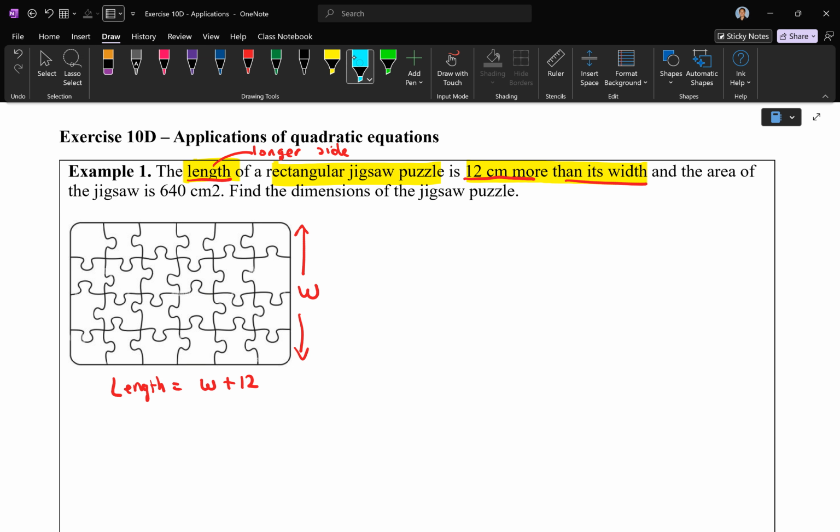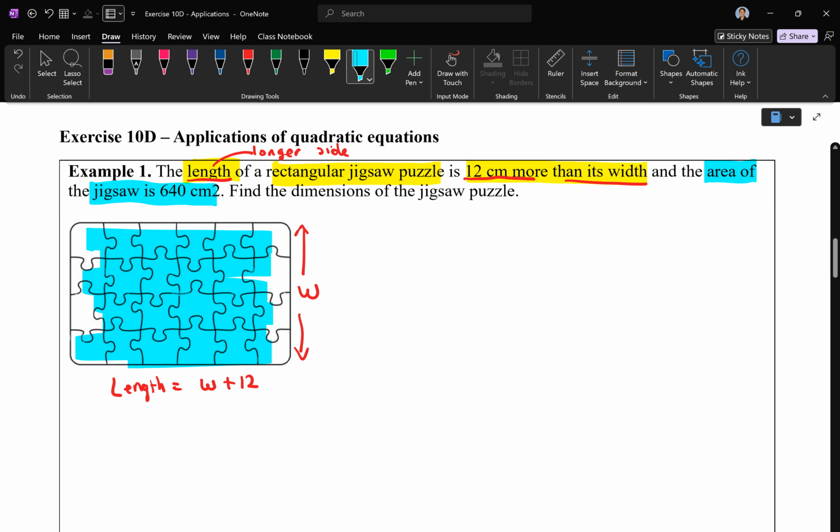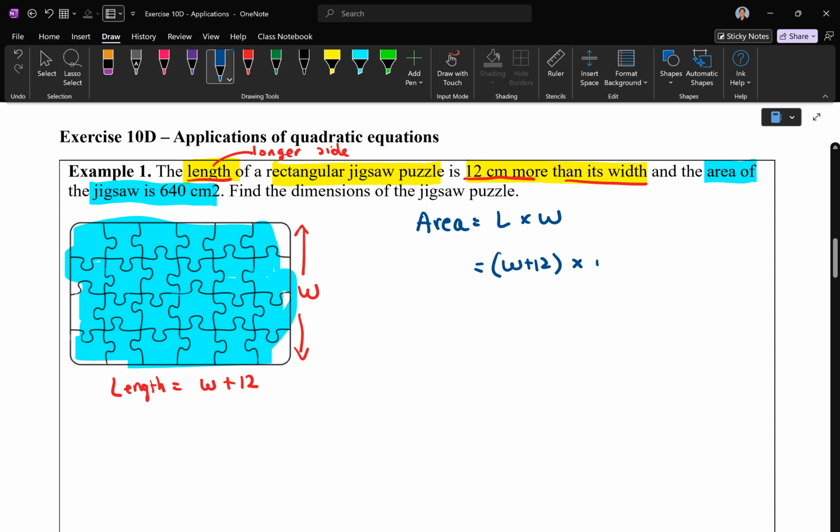So now they tell you that the area of the jigsaw is 640 squared centimeters. So they're saying this space here is 640. Thank you, I said the wrong thing. Now, if I asked you, how do you normally find the area of a rectangle again? Length times width. But in our case, we know that the length is W plus 12, because it's an extra 12 centimeters more than the width. And you're multiplying that by the width.